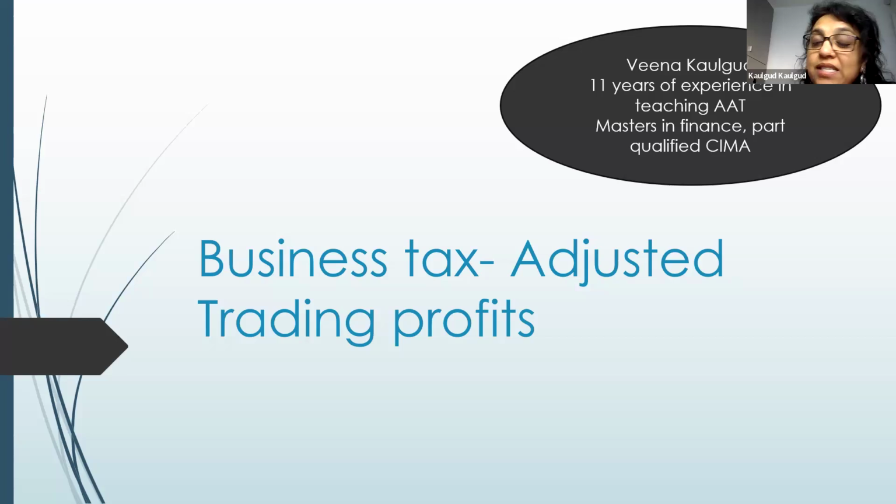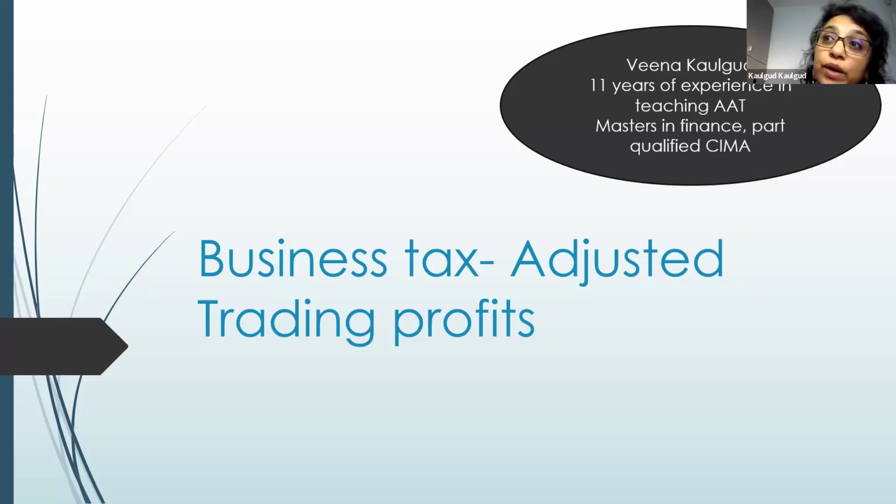So today I'm going to do business tax, and the topic is adjusted trading profits. Those who are doing business tax are probably in level 4, where there are two taxation modules: one is business tax and the other is personal tax. I'm assuming you have a background of what business tax is, so I will not go into too much detail. Straight away I'll go to the topic and we will take it from there.